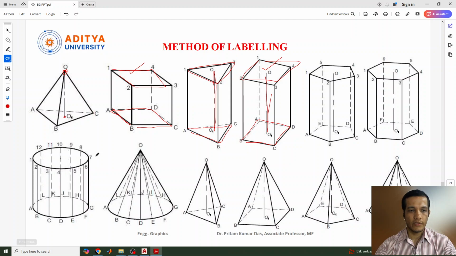Suppose a cylinder is there. The base is a circle, and the top is also a circle. Now if we are projecting this circle, or dividing the circle into a number of parts, each part needs to be marked by a letter, A, B, C, D, E, F, G, H, or by numbers 1, 2, 3 up to 12 points. So this is the labeling, how to give the text in prisms and pyramids.